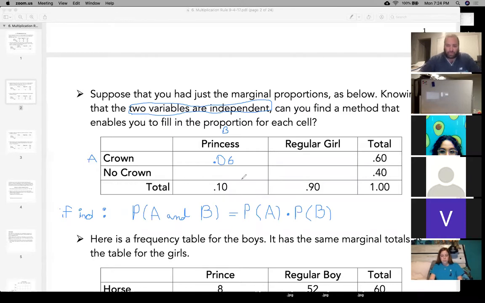So basically, to get that top number, the 0.06, we multiply 0.10, the total of the crown and no crown, and the total of the crown. That's right. Okay. And if I want this number, yes, got it.